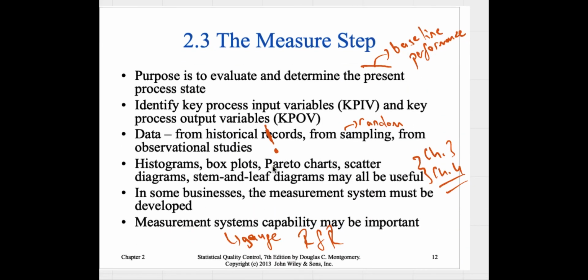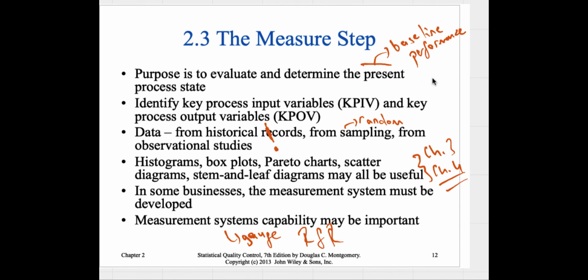In measure step, we are evaluating and determining the level of baseline performance, the present process state, and we are identifying our process variables here. There are two kinds of variables, for input and output too, and we are also gathering data from our processes. Here we can use historical records, but it's not recommended actually. So we can use random sampling on the processes. Also, we need to use observational studies, so work studies or method studies must be handled.